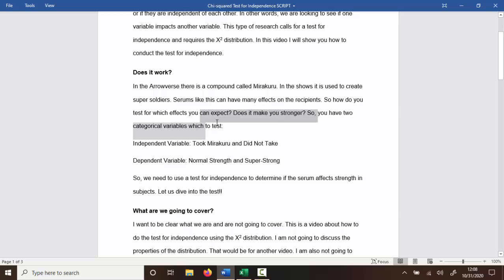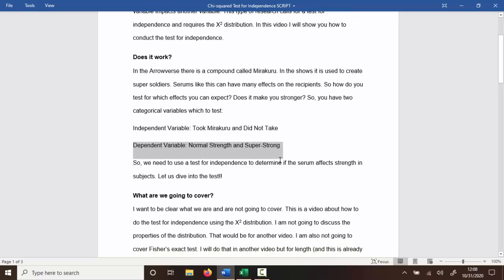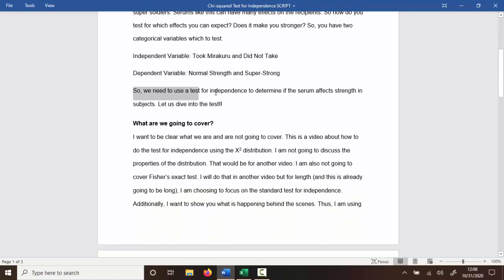So you have two categorical variables with which to test. The independent variable in this experiment is took mirakuru and did not take. And the dependent variable is normal strength and super strong. So we need to test for independence to determine if the serums affect strength in subjects. So let's dive into the test.